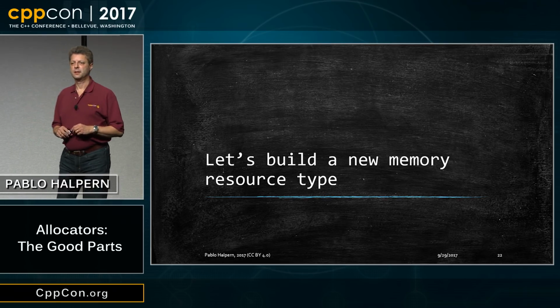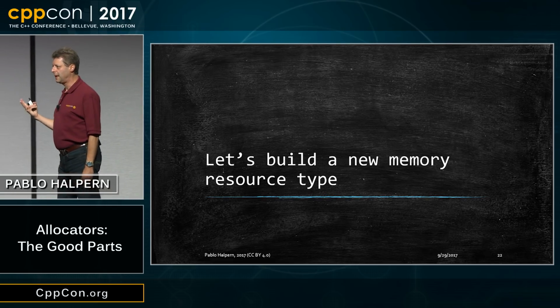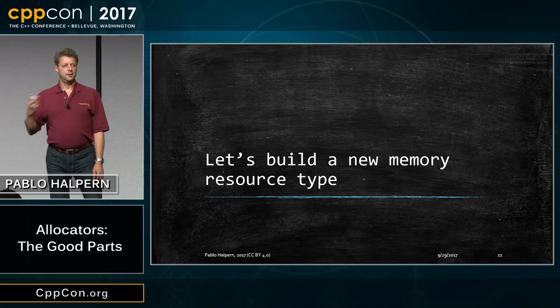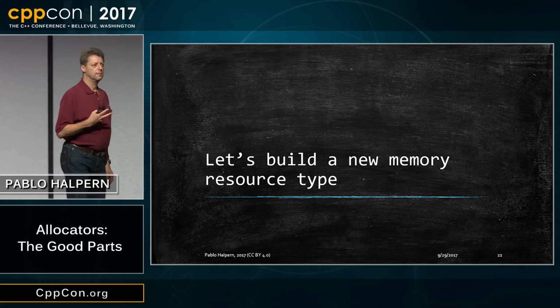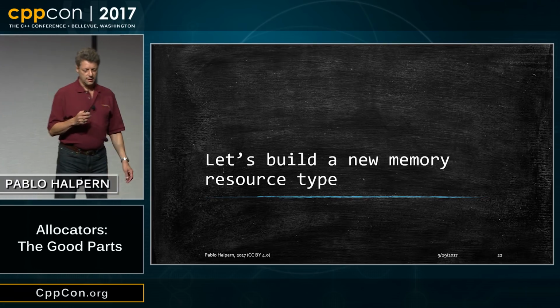Building a new memory resource. So we're going to do two things. We're going to build a new memory resource, which gives us the power of creating a new allocator. And then we're going to build a container that uses polymorphic allocator. And we're going to see how easy or difficult those things are.